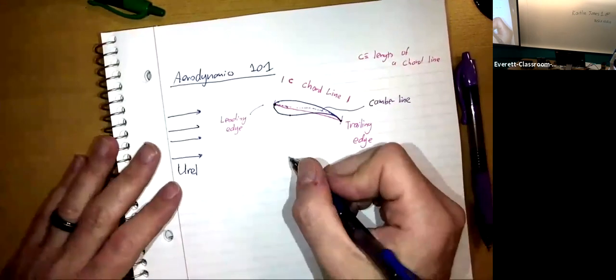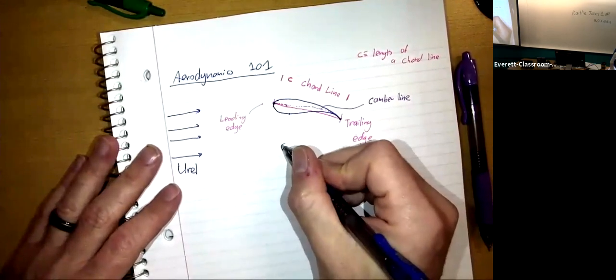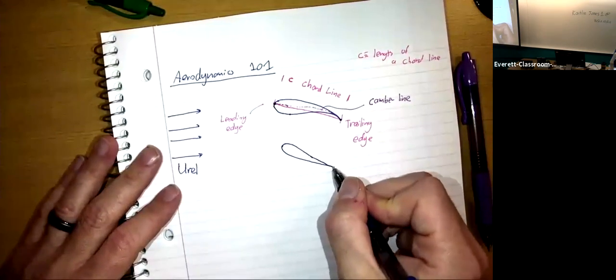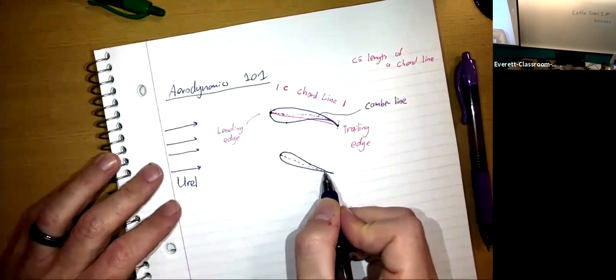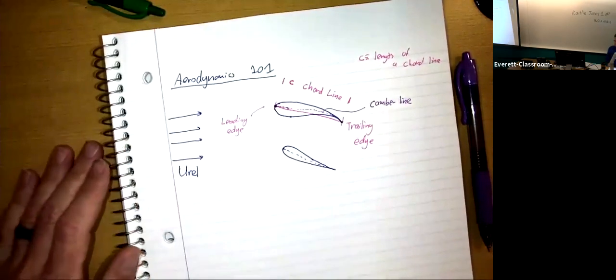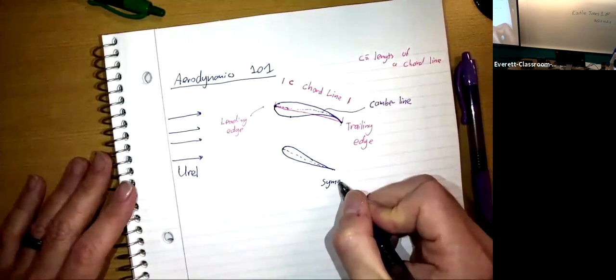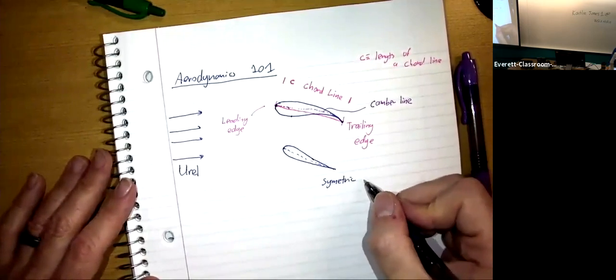Sometimes airfoils, and a lot of airfoils that were used, I don't necessarily now, but definitely in the early days of wind energy, they were symmetric. Okay, so this is a symmetric airfoil.